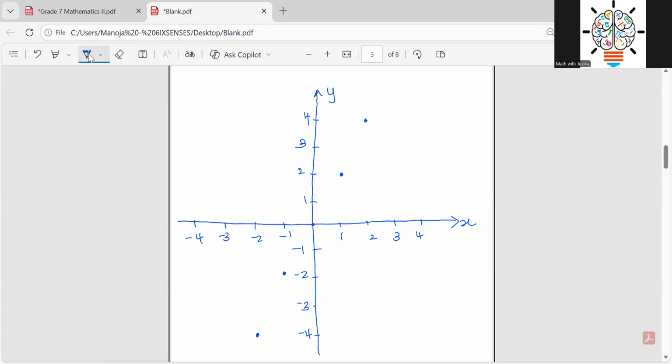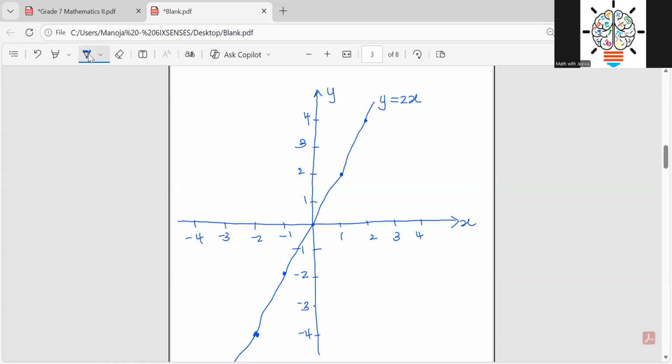Then what you do, children? You take the ruler and you join these lines like this, right? Here I'm not getting the exact one because I didn't use the ruler, so it's not the correct thing. And here you write y equal to 2x.